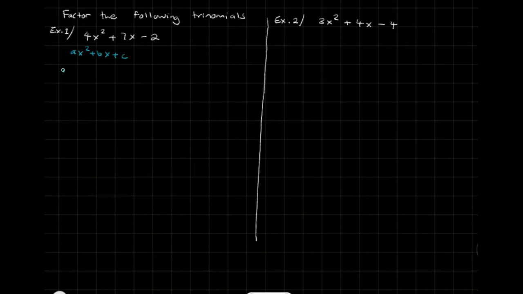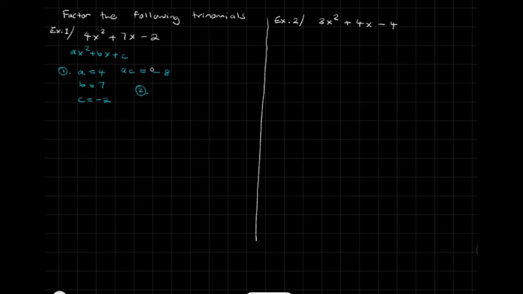So the first thing you want to do here is write down your coefficients and your constants. So a here is 4, b here is 7, right? C here is negative 2. And you also want to write your AC term, which is a times c, which is 4 times negative 2, which is negative 8. So you want two numbers that add up to the b term and multiply to give you AC, right, or negative 8.